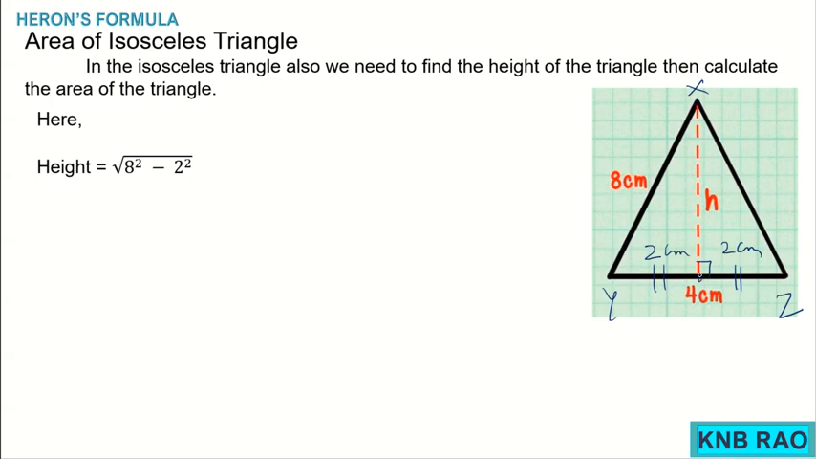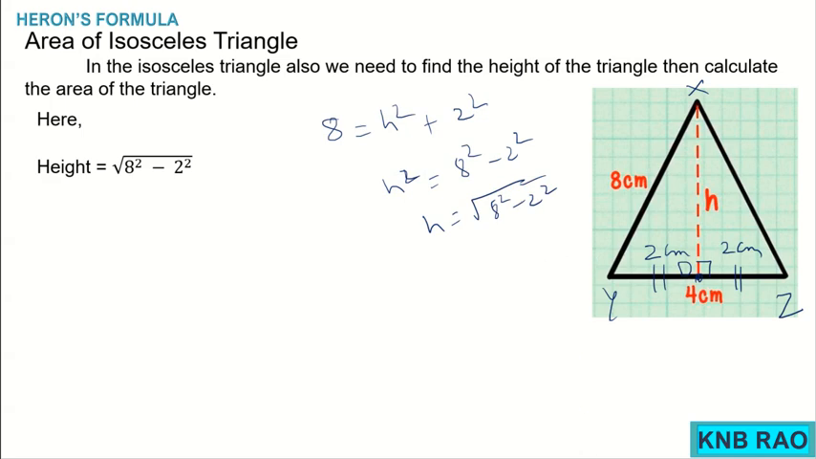Thus, I have got a right angled triangle formed here. Let us say, at the same point, I am taking point D. So, XYD is a right angled triangle. So, XY square is equal to XD square plus YD square, that is 8 square equals H square plus 2 square. So, H square equals 8 square minus 2 square. So, H equals root under 8 square minus 2 square, that is how it comes.